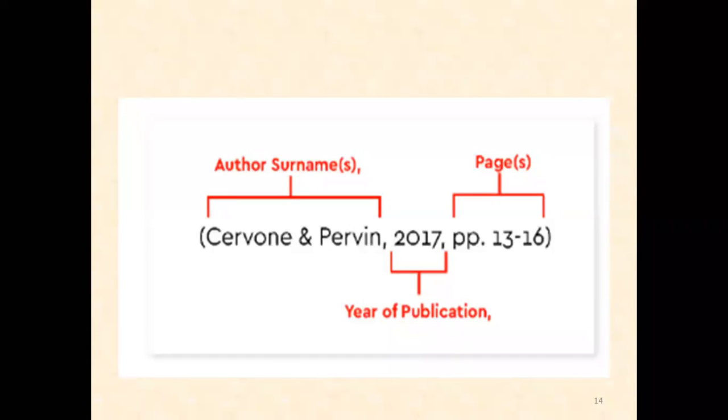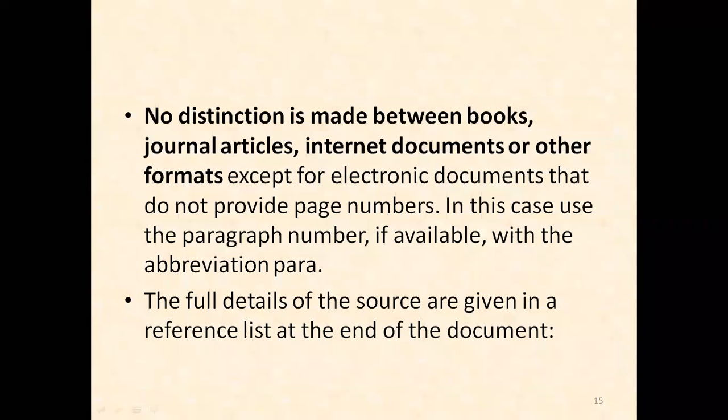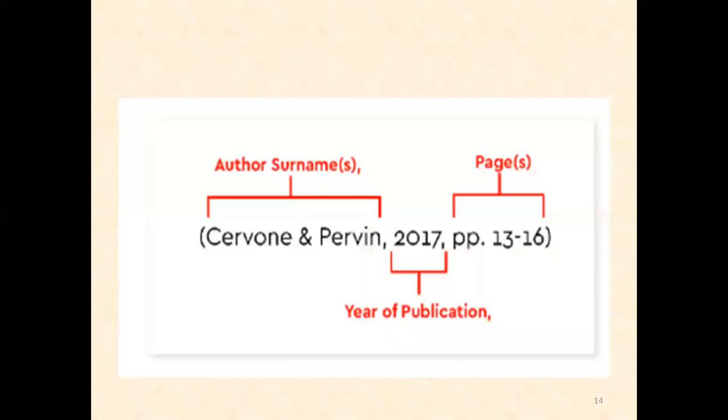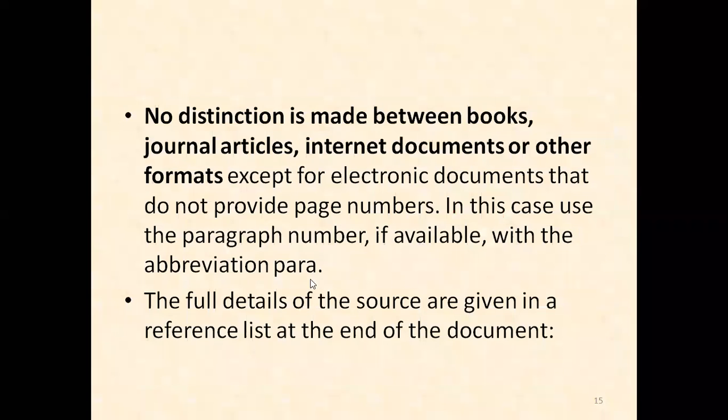It should be the surname of the authors only, no first name, only the surname of the authors. If there are two authors, then it should be like this: Carbon and Pervin. Now there are two authors, so we have used two surnames, the year of publication, and the page number from which you have taken the reference. If you are using a book, journal, article, whatever you are using as a reference, the format should always remain the same. It should be in the research report body, and at the end it should be like this.